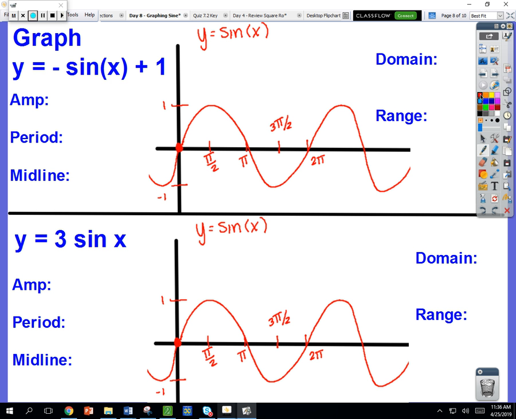It's got a maximum point up here at the top of 1 because it goes all the way up to 1. And then it hits this axis again at pi, and then it goes down and hits this bottom of the amplitude, this minimum, and then all the way back up to the x-axis at 2 pi. And that's called the period.